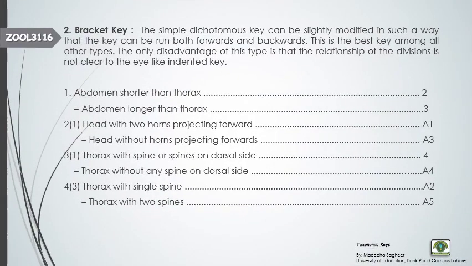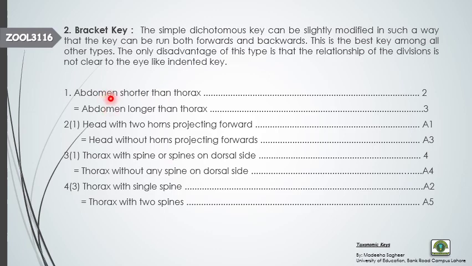Okay, the second type of dichotomous key is the bracket key. Now the simple dichotomous key we have modified into a bracket key. This key is very useful, and it is known as one of the best keys among all other types of keys. The advantage of this key is that it can run in both directions, forward and backward. Okay, but the division is not so clear. Why? Here, if you see, this is the bracket key, right?